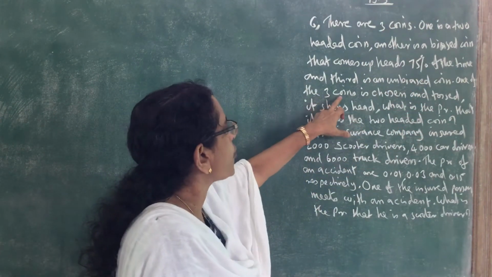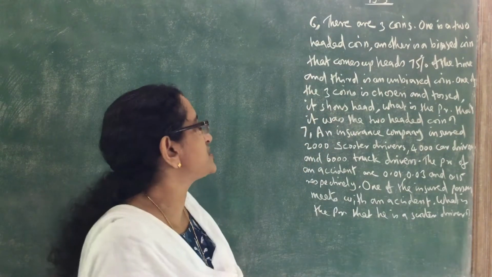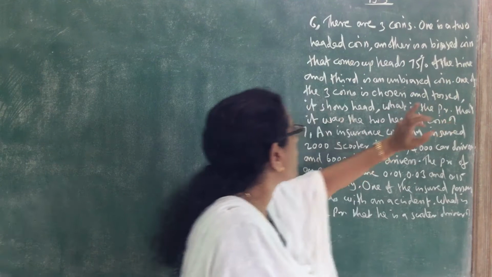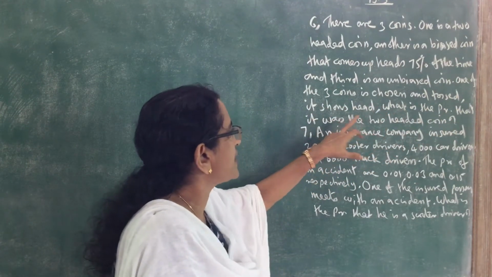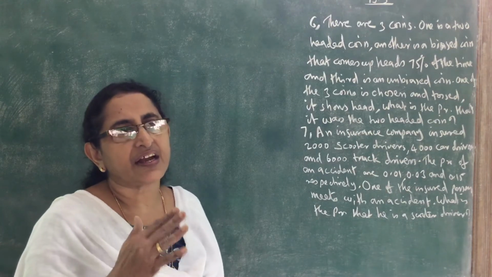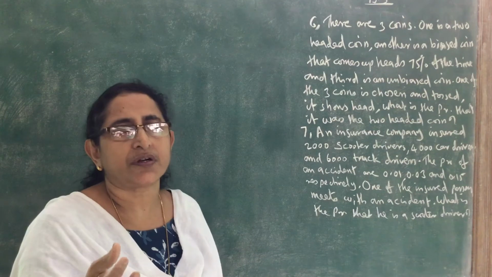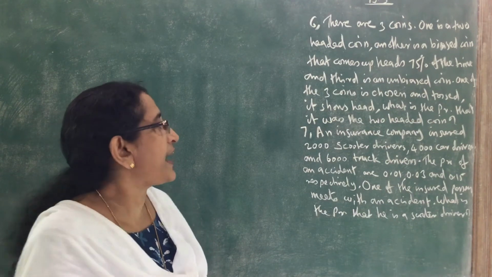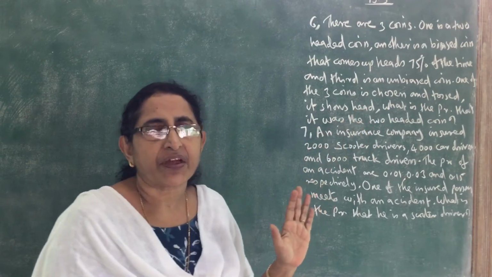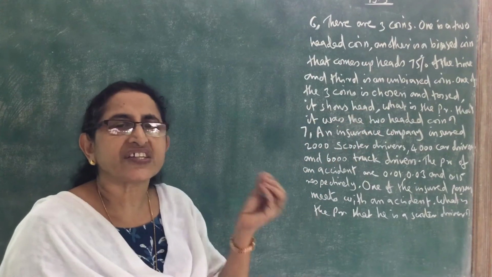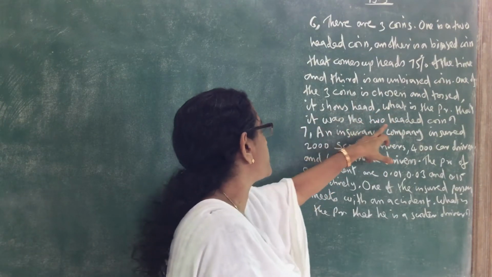Now one of the three coins is chosen. So from these three coins, one coin is chosen and tossed and it shows head. What is the probability that it was the two-headed coin? There are three coins and one of the coins is selected and tossed, and it is given that the coin shows head. So when one coin is tossed, it shows head, that is given. What is the probability that it was the two-headed coin?